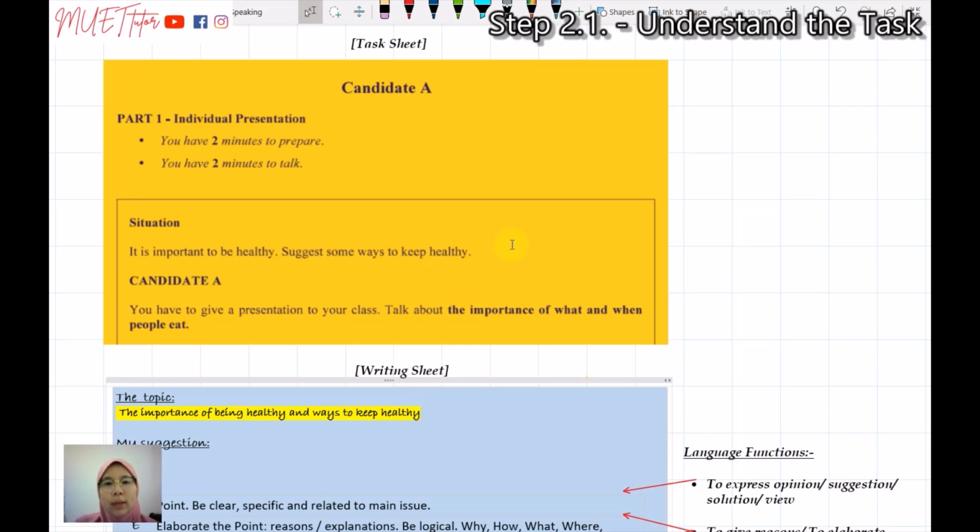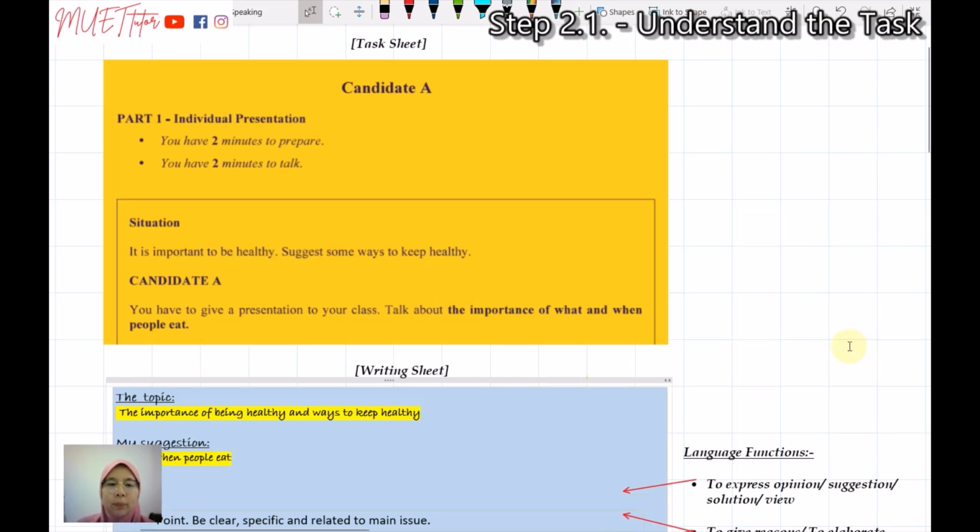And at this point, we should already realize that we are asked to, 1, suggest some ways to keep healthy, and 2, our suggestions should revolve around the importance of what and when people eat. Again, you could jot the keywords down on your writing paper. And you can see one example below. By the way, the aspect or task asked by these questions could either be your suggestion, opinion, solution, or view.